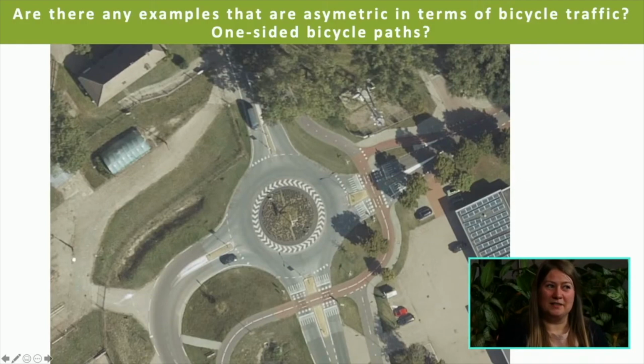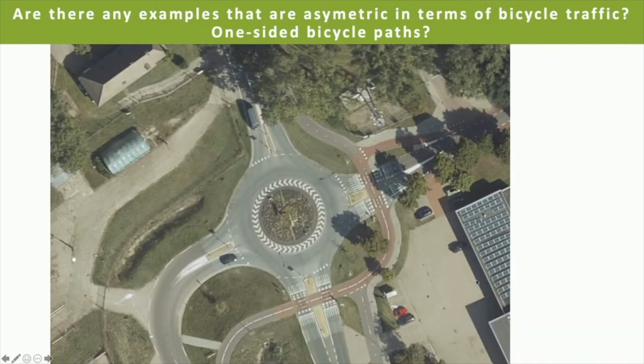In some cases, you even see that cyclists just use the one where there's only a one-way bicycle path. They just use it in both ways because they already had a two-way on the other leg as well. They're just used to it, and they want to continue and be on their way.